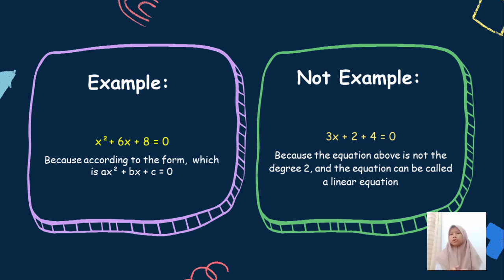3x plus 2 plus 4 equals 0 is not an example for a quadratic equation. Why? Because the equation above is not of degree 2. In other words, we can call this equation a linear equation.